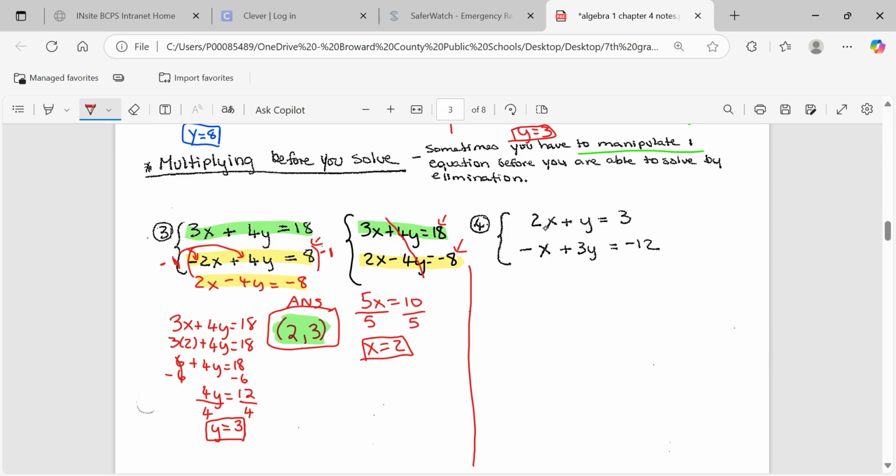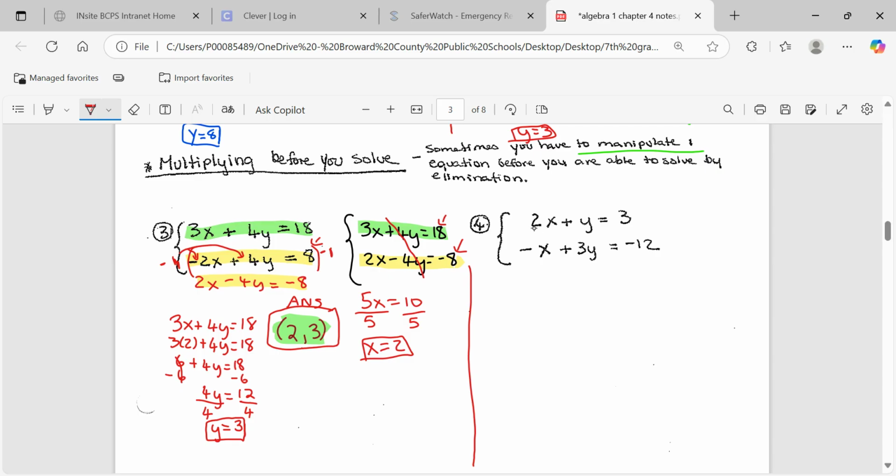this one's fancy. I have 2x plus y equals 3, and then I have negative x plus 3y equals negative 12. Now you're going to have some choices. Do you want the y's to be canceled out, or do you want the x's to be canceled out? Because I've been canceling out the y's, I'm just going to choose x.